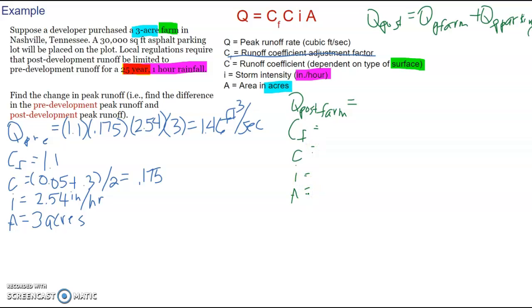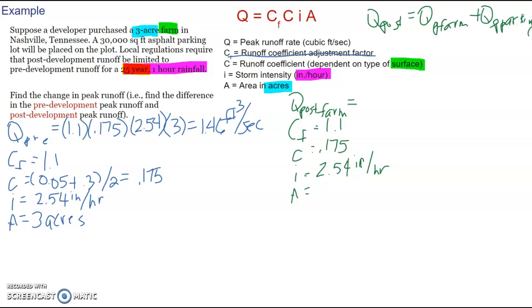So our C sub F is going to be the same because all the time our C sub F is the same. Our C is dependent upon surface. Because this is farm and the pre was farm, I can use the same value that I've already calculated. Our I is going to be the same for all of them. So I'm using 2.54 inches per hour for this entire problem.